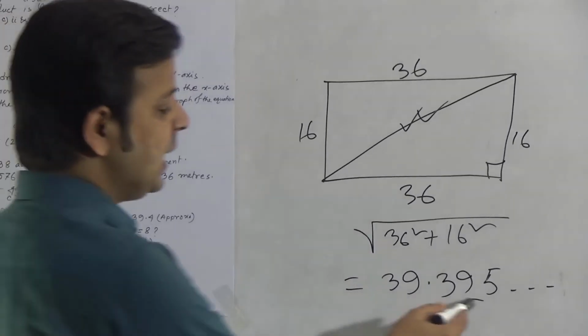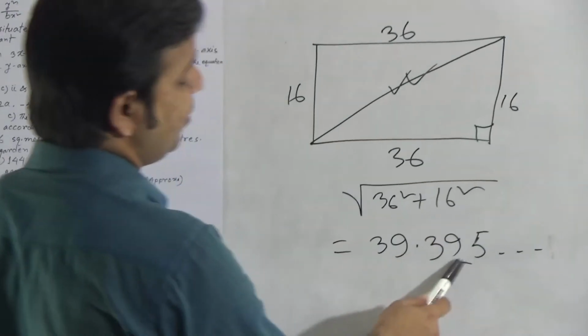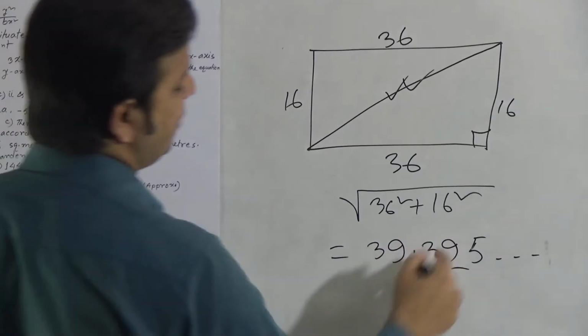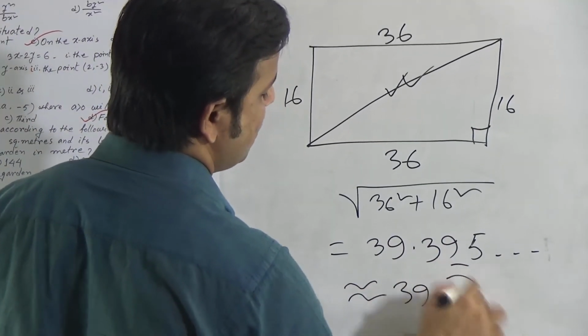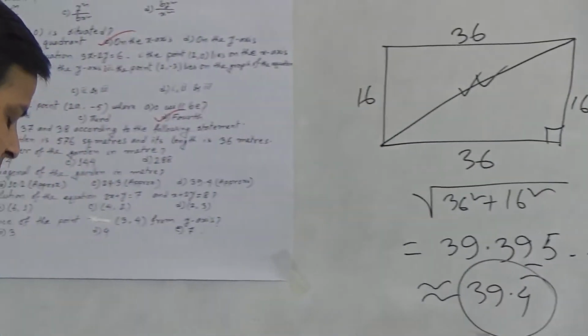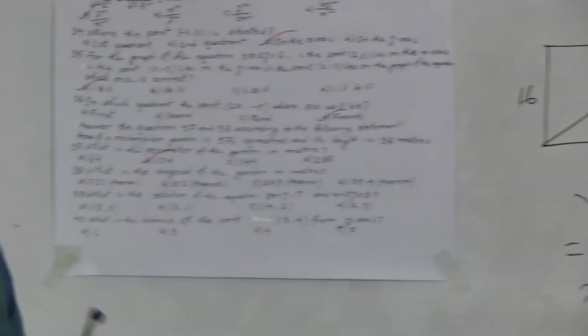So here it is 9, which is greater than 5, so we have to add 1. So the approximate value will be 39.4. So our required answer for this question is D. Option D is correct.